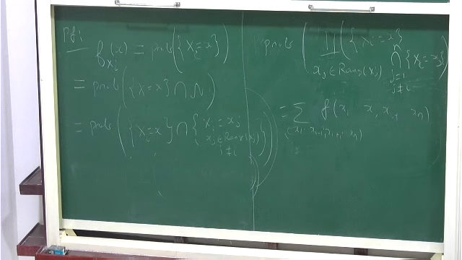So if you know the joint probability mass function of a random vector, then you can get the probability mass function of the individual random variables, which are called marginals. Okay. So next thing I want to consider is what is called a distribution.